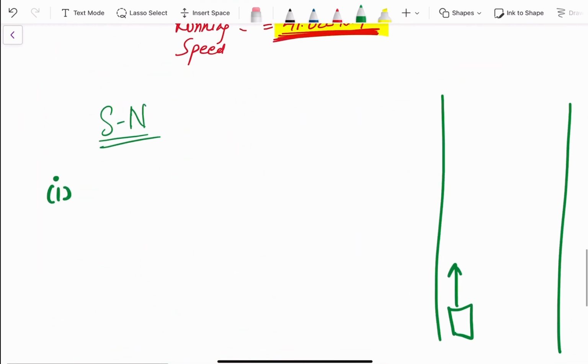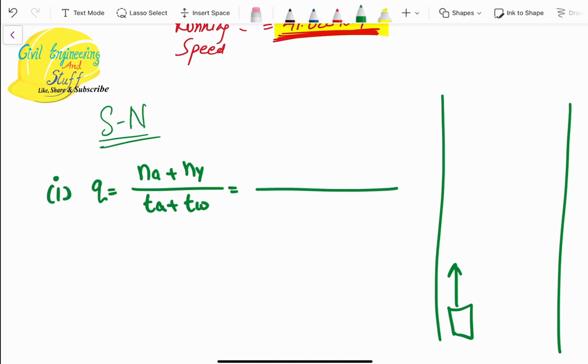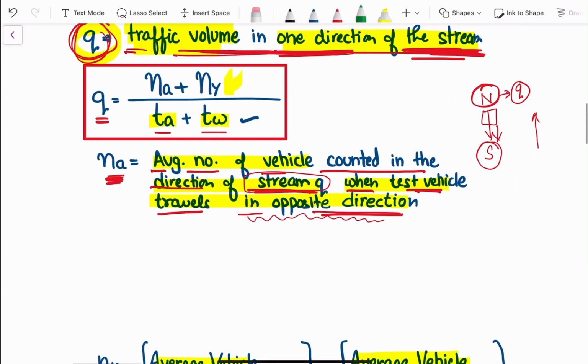So first of all, we have to find out the value of Q. And the formula for Q is (NA plus NY) divided by (TA plus TW). Now here again, what should be the value of NA? NA is the average number of vehicles counted in the direction of stream. Direction of stream will be south to north when the test vehicle was traveling in the opposite direction, that is north to south, right? So the average number of vehicles when our vehicle was traveling north to south, opposite to the direction of stream that we are considering.